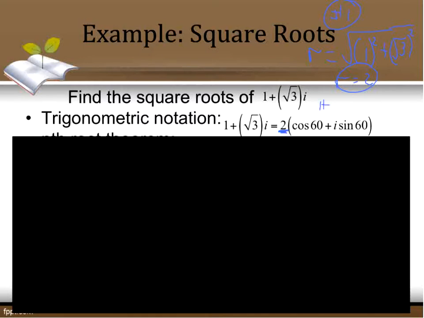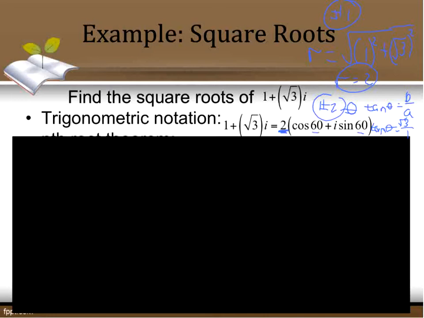Step number 1. What was your step number 2? You have to find theta. How do you find theta? Tangent theta equals b over a. So if I plug in my b and a, sorry, they're skipping a ton of steps here. Your b is root 3, your a is 1. So we have to figure out the spot. Where does tangent theta equal root 3? Tangent theta equals root 3 at 60.